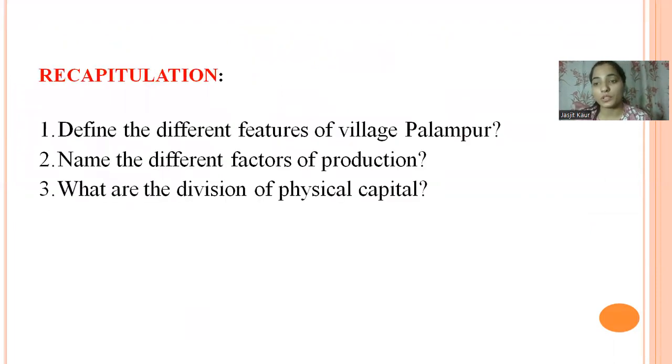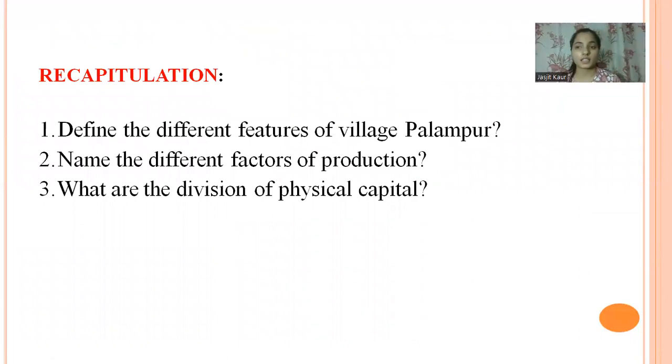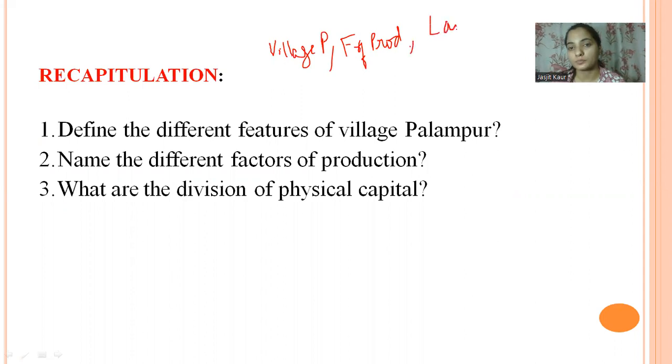So now moving forward, we will quickly summarize what we have discussed in this particular class. We have talked about three things. The first one, the features of village Palampur. Then we talked about the factors of production. And lastly, we talked about land use, like how the land is being used in village Palampur. So these are the three things that we have discussed in this class.